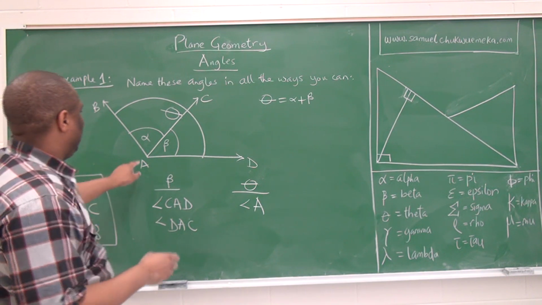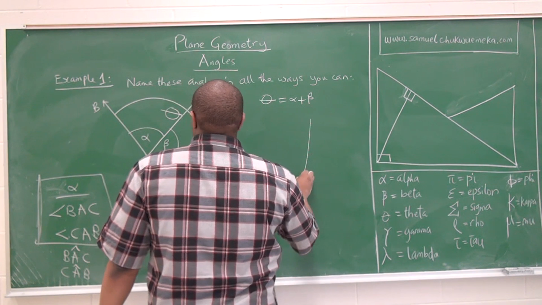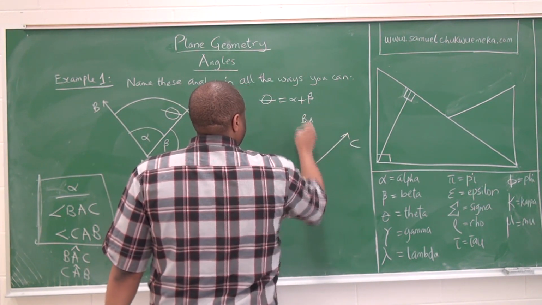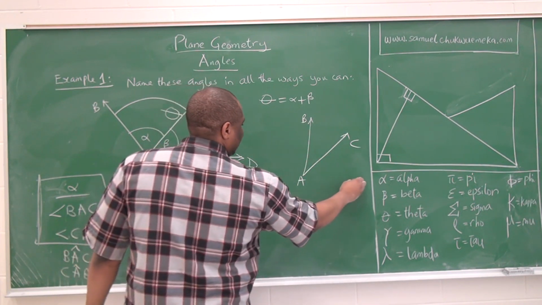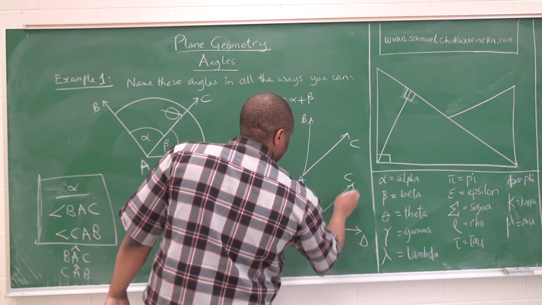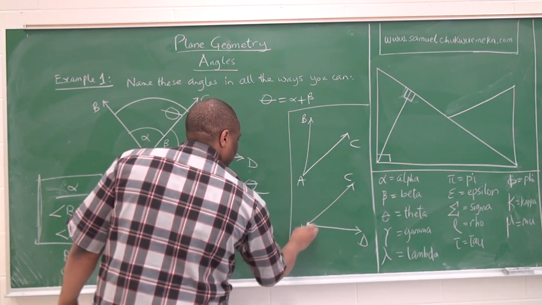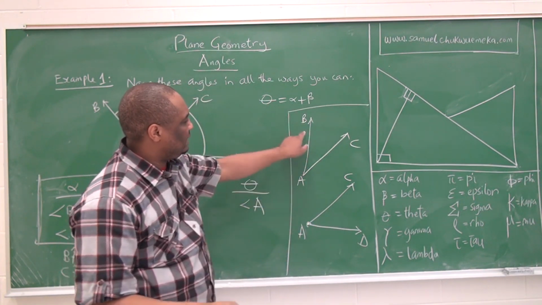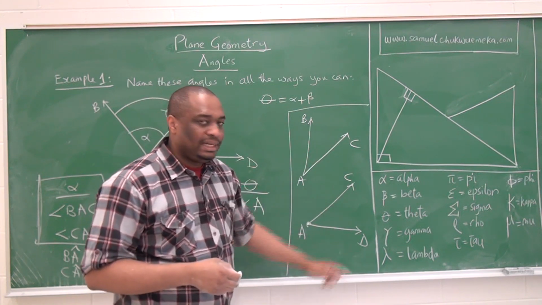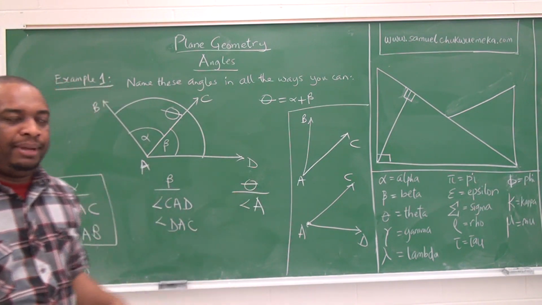If you look at point A, it is a vertex to this angle, rays B and C, and it's also a vertex to this one, rays C and D. Point A, the same point A. So point A is a vertex to rays B and C, and also a vertex to rays C and D. So when it has more than that, you have to be careful when naming it.